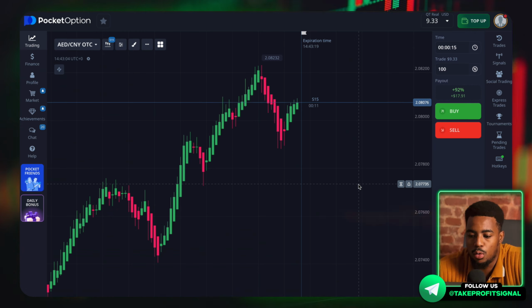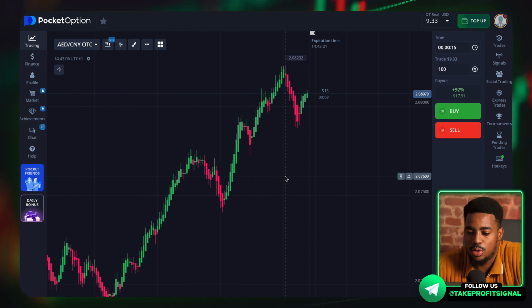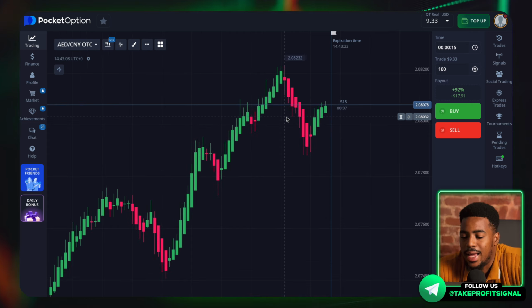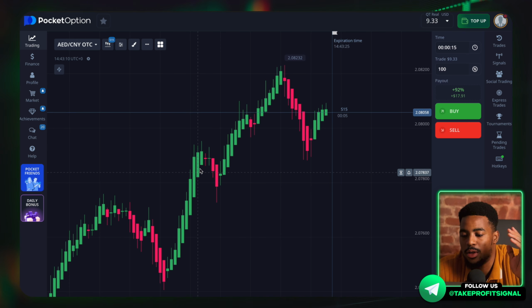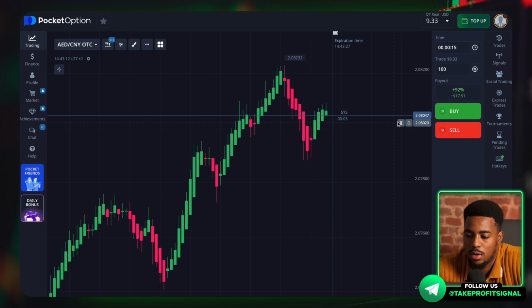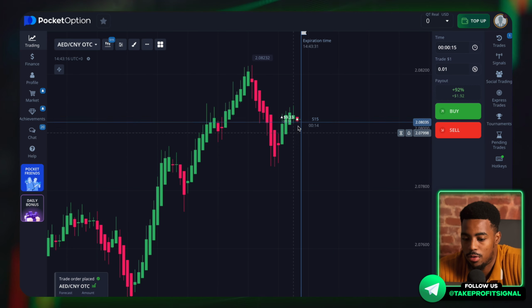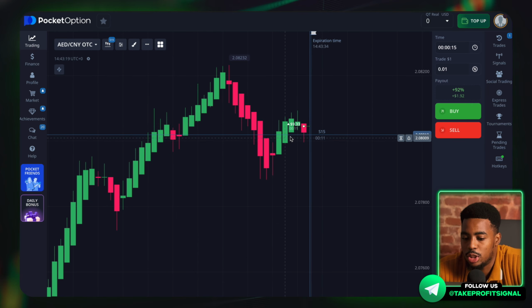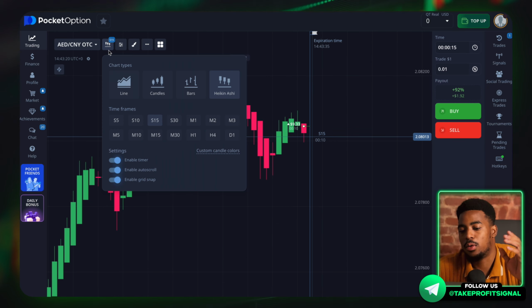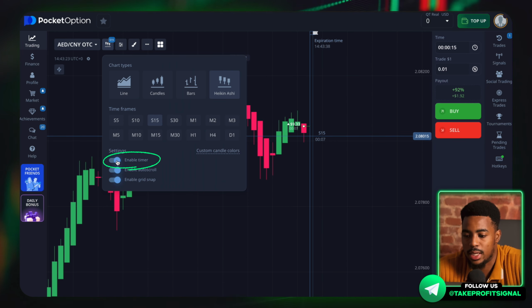Look, I always pay attention to how the chart moved before, and as you can see, we have certain waves of growth and correction. So right now, I suspect that another wave of growth is starting. I'm entering a trade for an upward movement on the 5th candle. Don't forget to set the timer here.